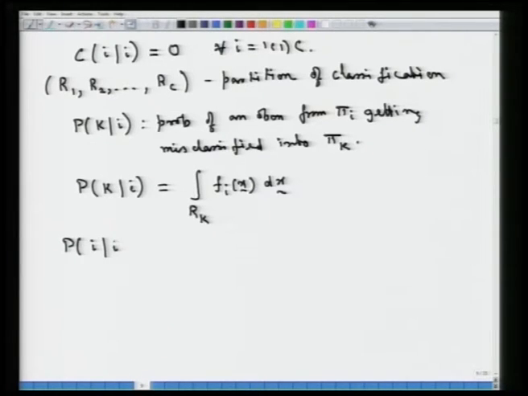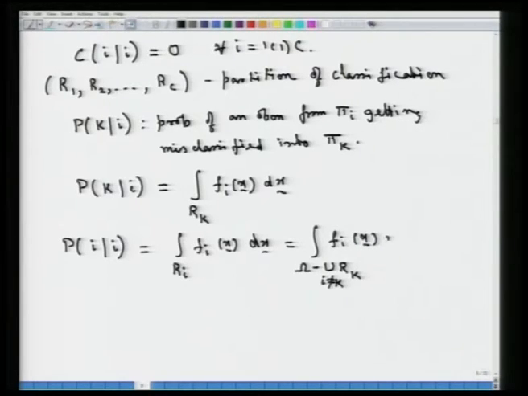So, we can also see what P(i given i) is equal to. This is equal to the integral over the region R_i of f_i(x) dx. You can write this as omega, the full space, minus the union of all other R_k's, k not equal to i. So, you are looking at the complementary region of R_i, that is omega minus the union of all other regions other than i, of the quantity f_i(x) dx.